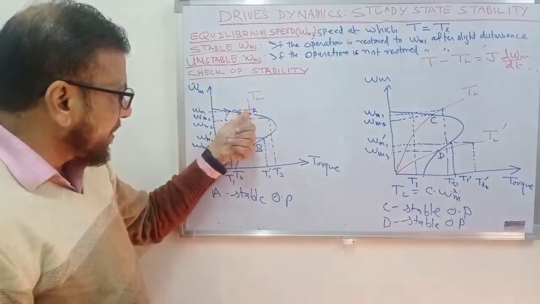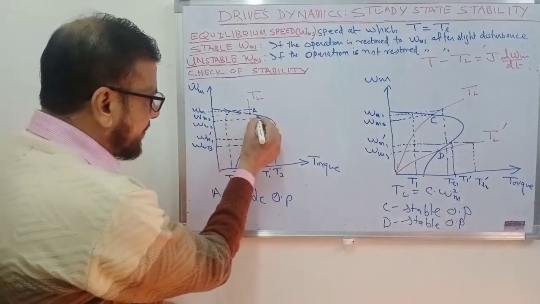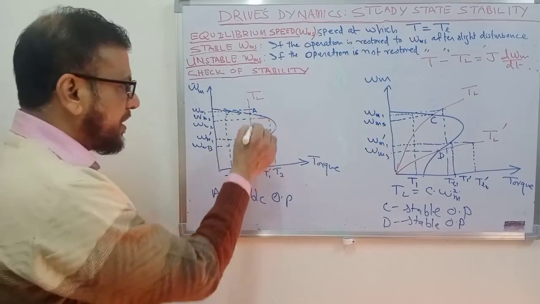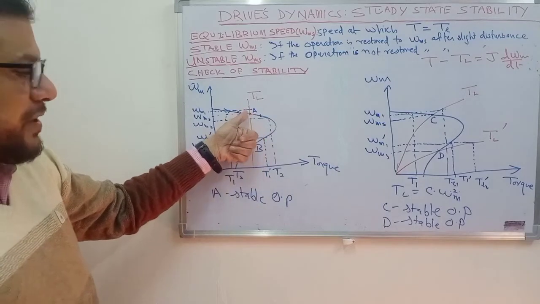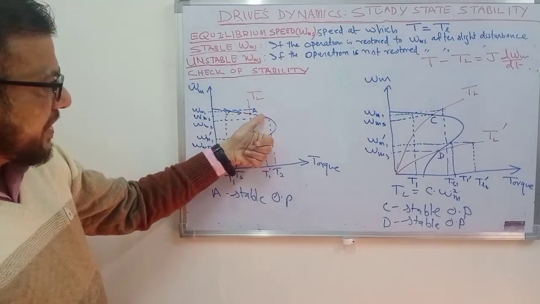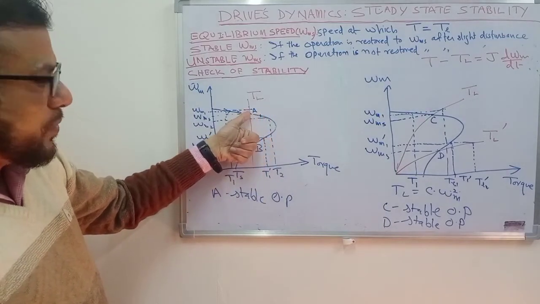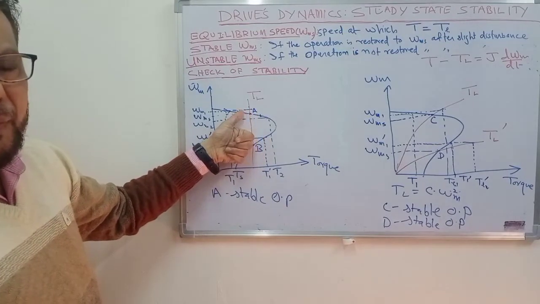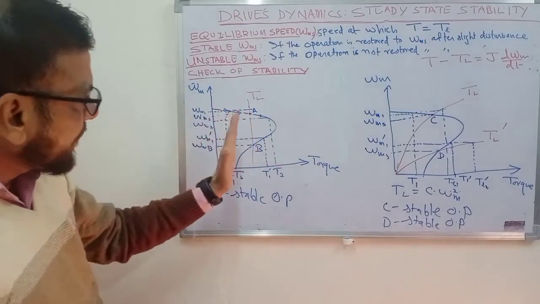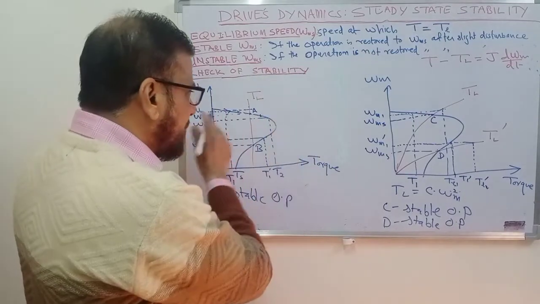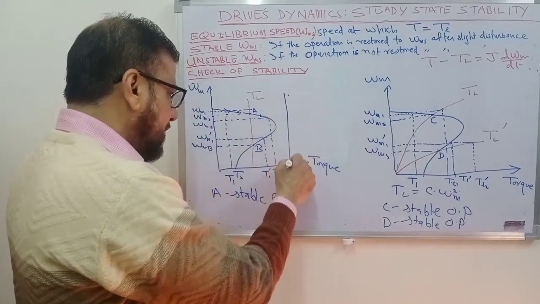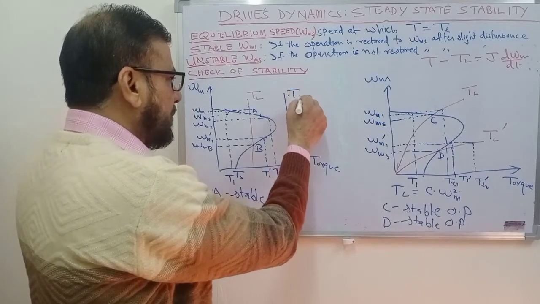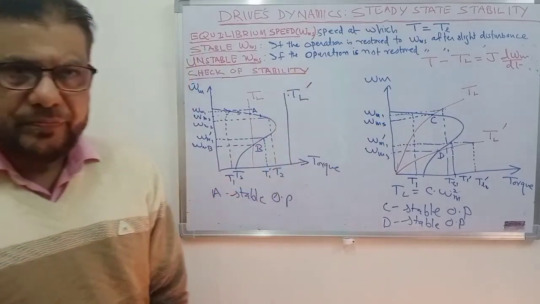If the speed tries to reduce beyond this, as soon as we reach somewhere here, the motor torque becomes more than the load torque, motor will accelerate and the speed will again restore to the operating point A. So this is the case. If you further increase the load torque beyond this point, say you have increased the load torque to this value TL dash.